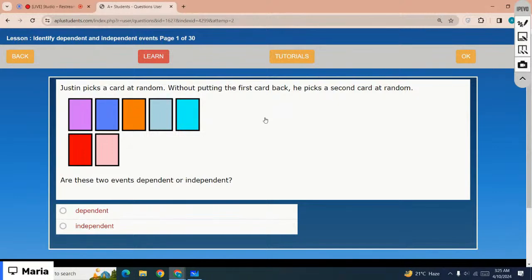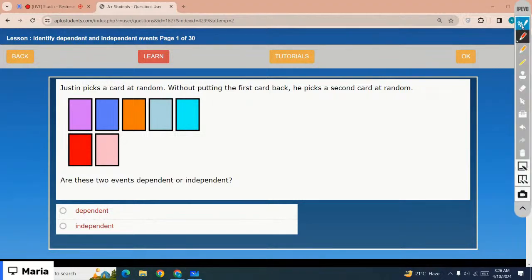They are dependent events, right? Because the first time, when you are going to pick the card, you have one, two, three, four, five, six, seven options, right? You didn't put the card back. Now you are going to select another card. How many options do you have?